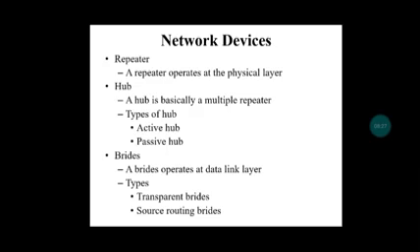We are using some types of network devices. A repeater operates at the physical layer, the lowermost layer. A hub is basically multiple repeaters. We have two types of hubs, active hub and passive hub. Bridges operate only at the second layer, the data link layer. We have two types of bridges, transparent bridges and source routing bridges.